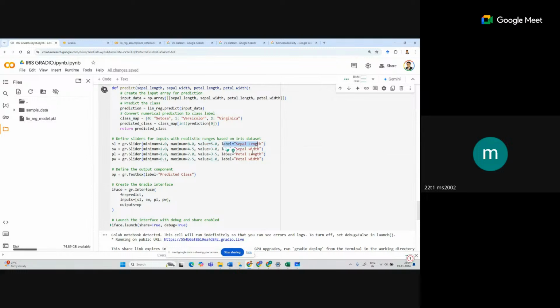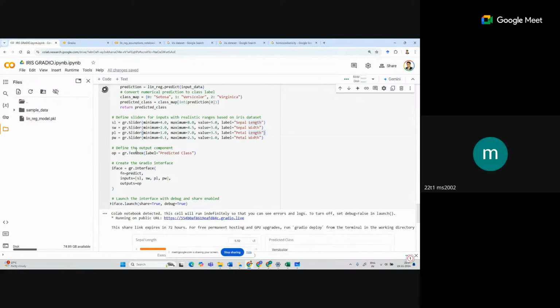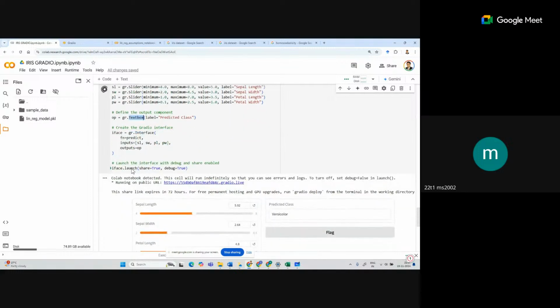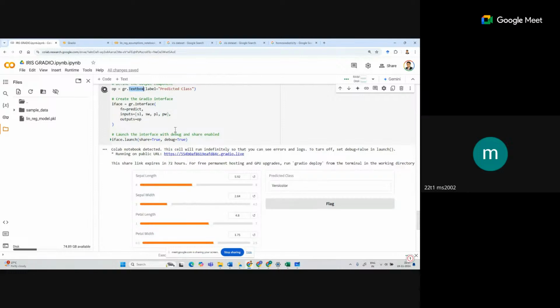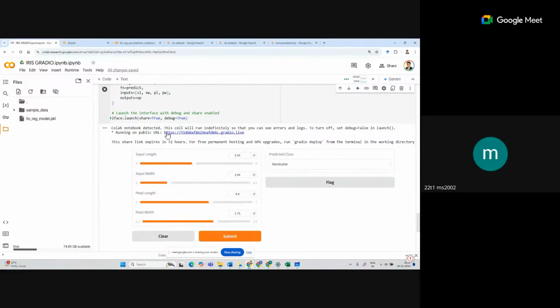I'm also giving a label here. And my output is going to be in a text box, right? And once I run this function, I will have a dedicated URL that is going to be live for 72 hours.